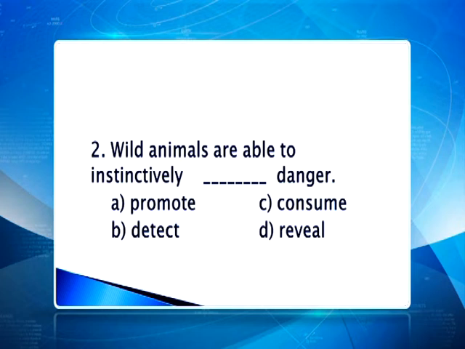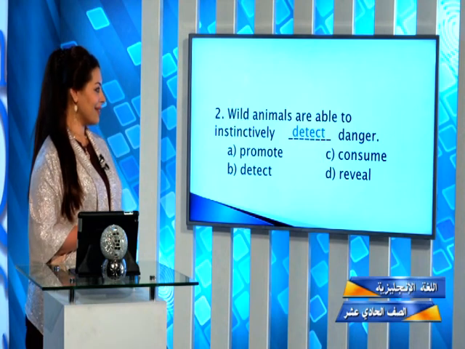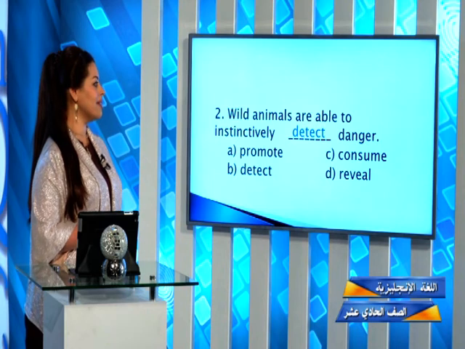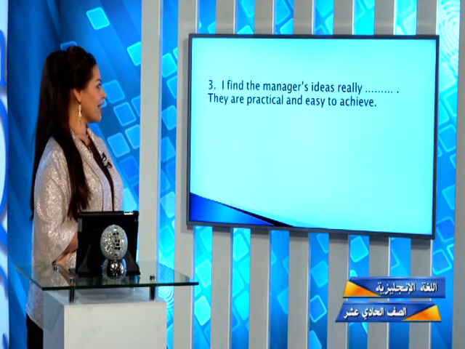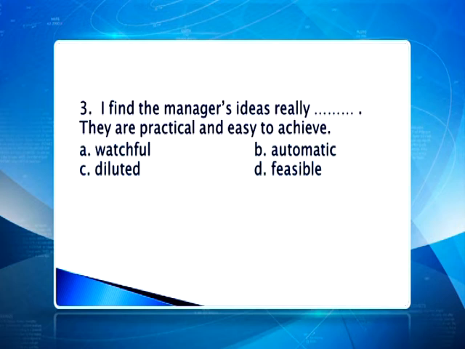Let's move on with our second sentence, which is, wild animals are able to instinctively blank danger. We have promote, detect, consume, and reveal. Which one? Excellent. It's detect. Wild animals are able to instinctively detect danger. Our third sentence, I find the manager's ideas blank, they are practical and easy to achieve. What options do we have? Watchful, automatic, diluted, and feasible.